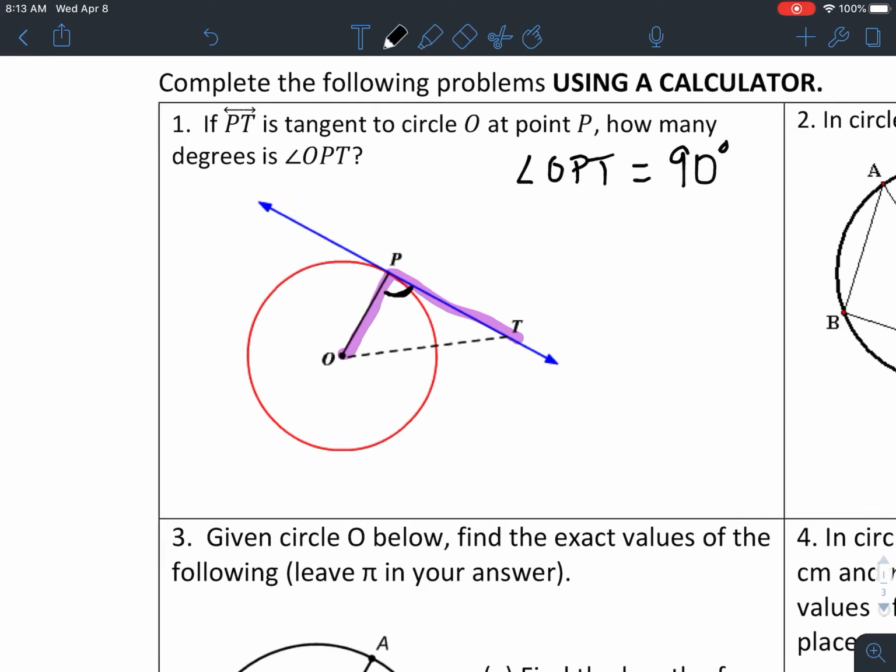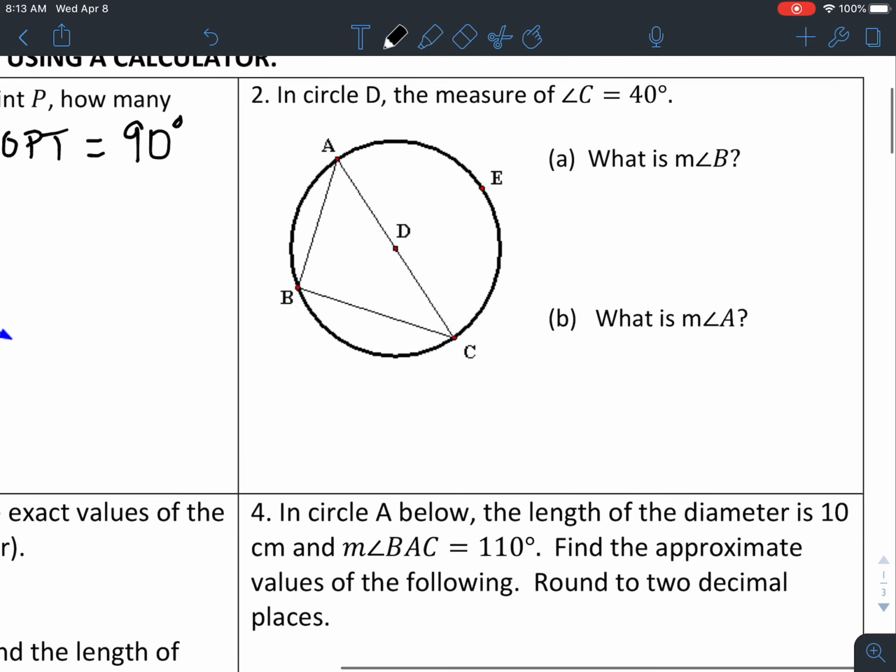Remember, a tangent to a circle, if it comes off the end, coming from the middle, that's always going to be 90 degrees right here. Always. We go to number 2.